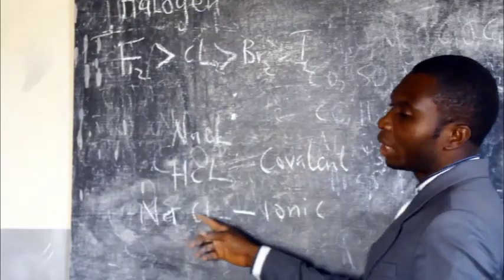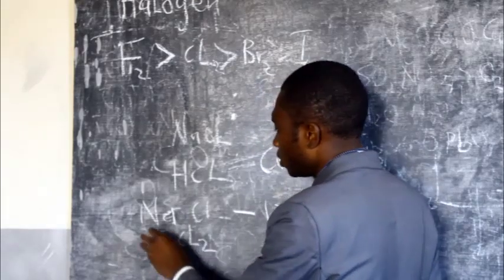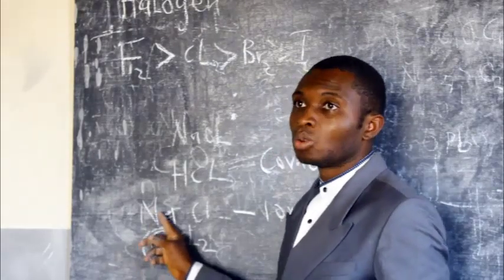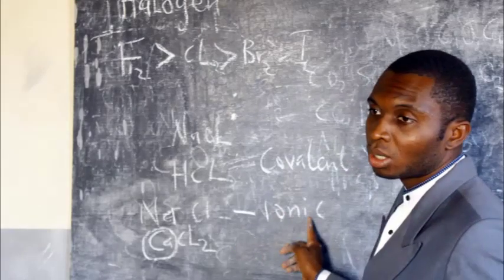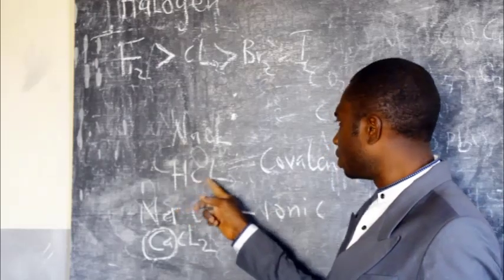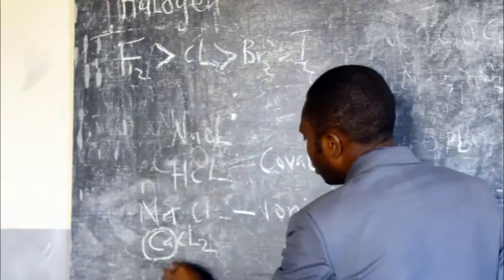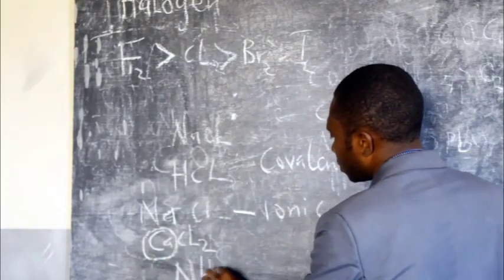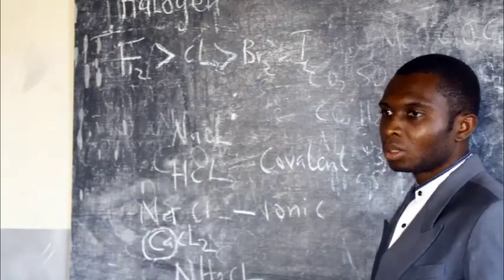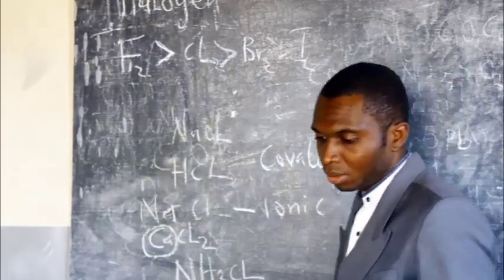When chlorine reacts with group 1 or group 2 metals, the kind of bond formed is what? Ionic. But when it reacts with hydrogen, this is a typical example of a covalent bond. Now, what kind of bond is in ammonium chloride? Dative covalent bond. In ammonium chloride it is what? Dative covalent bond. Thank you.